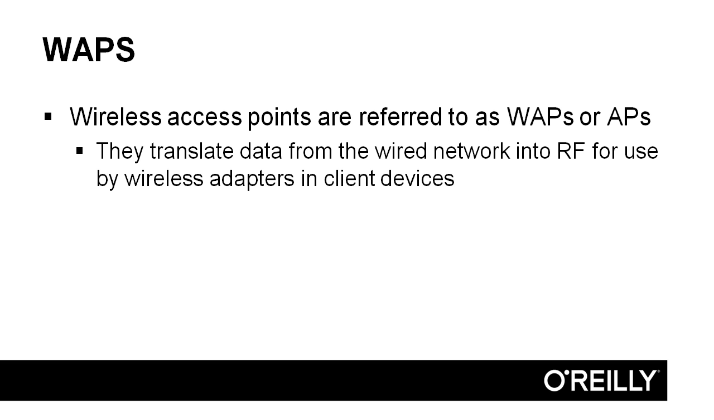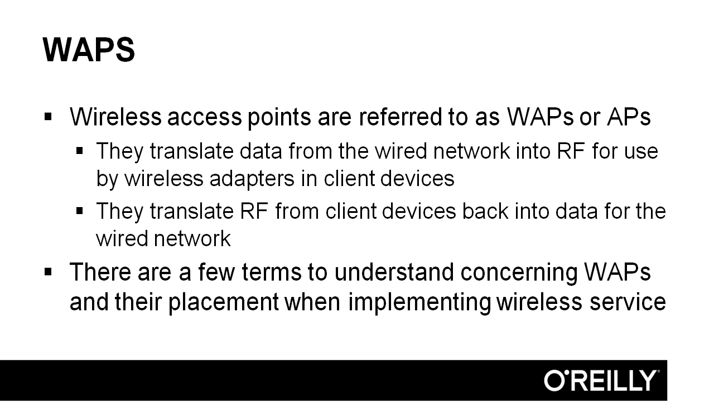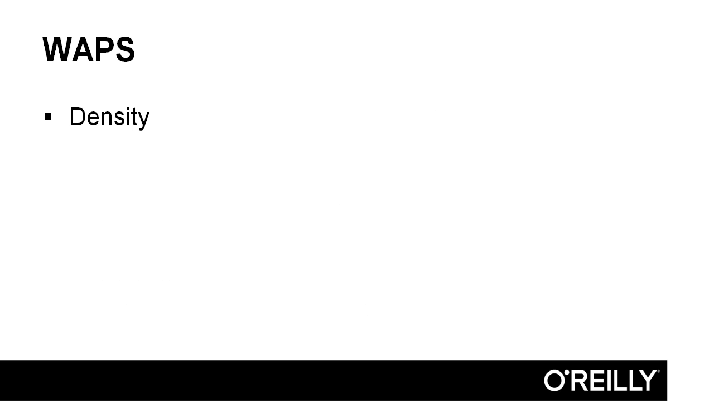Now, the wireless access point is the little device that translates the data from the wired network into RF or radio frequencies for use by wireless adapters in our client devices. And then the wireless devices send a signal back to the WAP, and it translates the RF from the client back into data and injects it back onto the wired network. Pretty straightforward stuff, right? And there are a few terms that you need to understand when we're talking about WAPs and their placement when implementing wireless service in regards to the Network Plus exam. So let's go through these here.